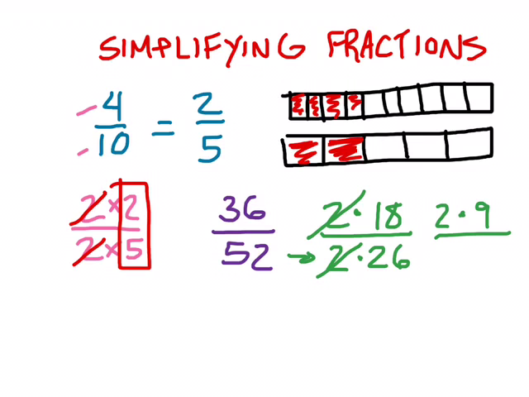18 is 2 times 9, and 26 is 2 times 13. Again, eliminating those common 2's gets me to my simplest form, which is 9/13.